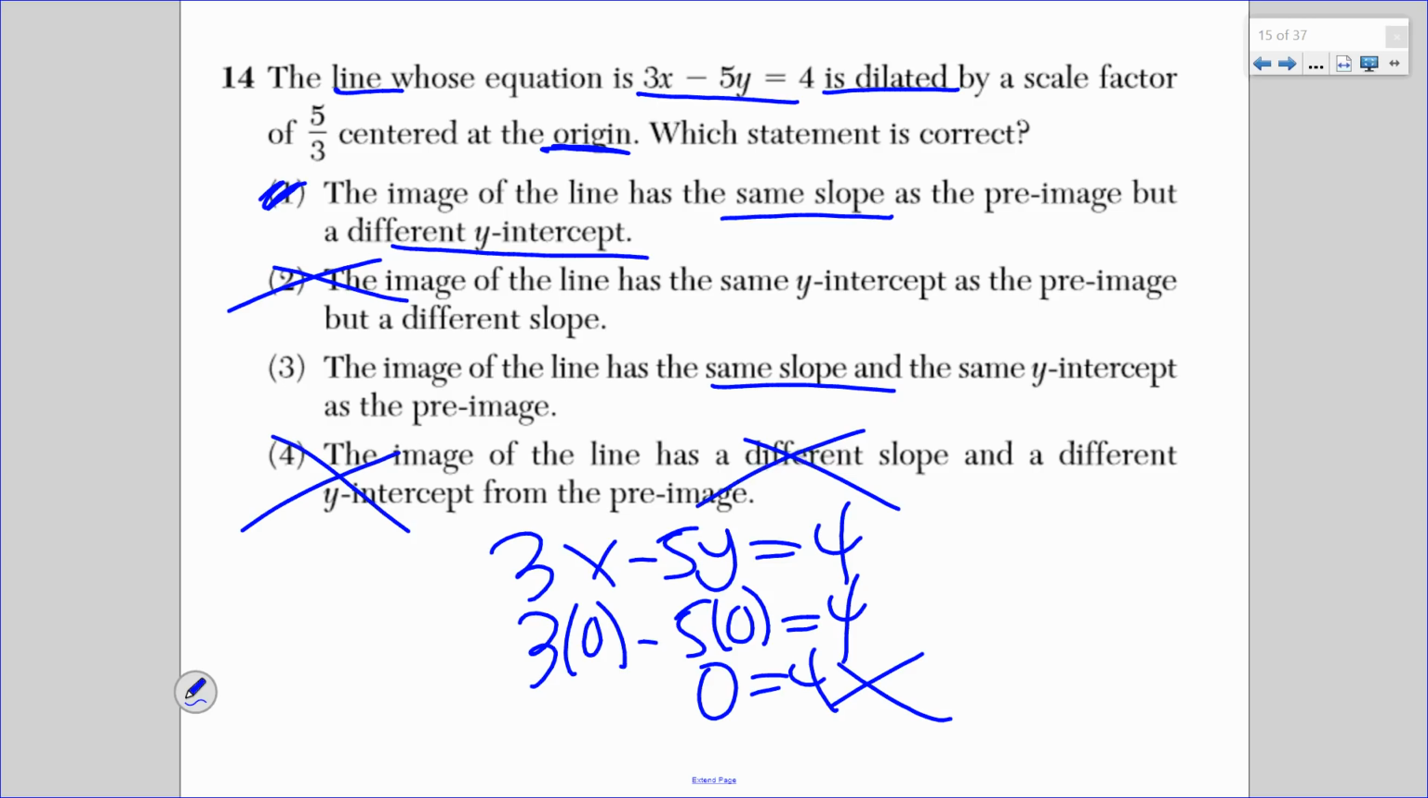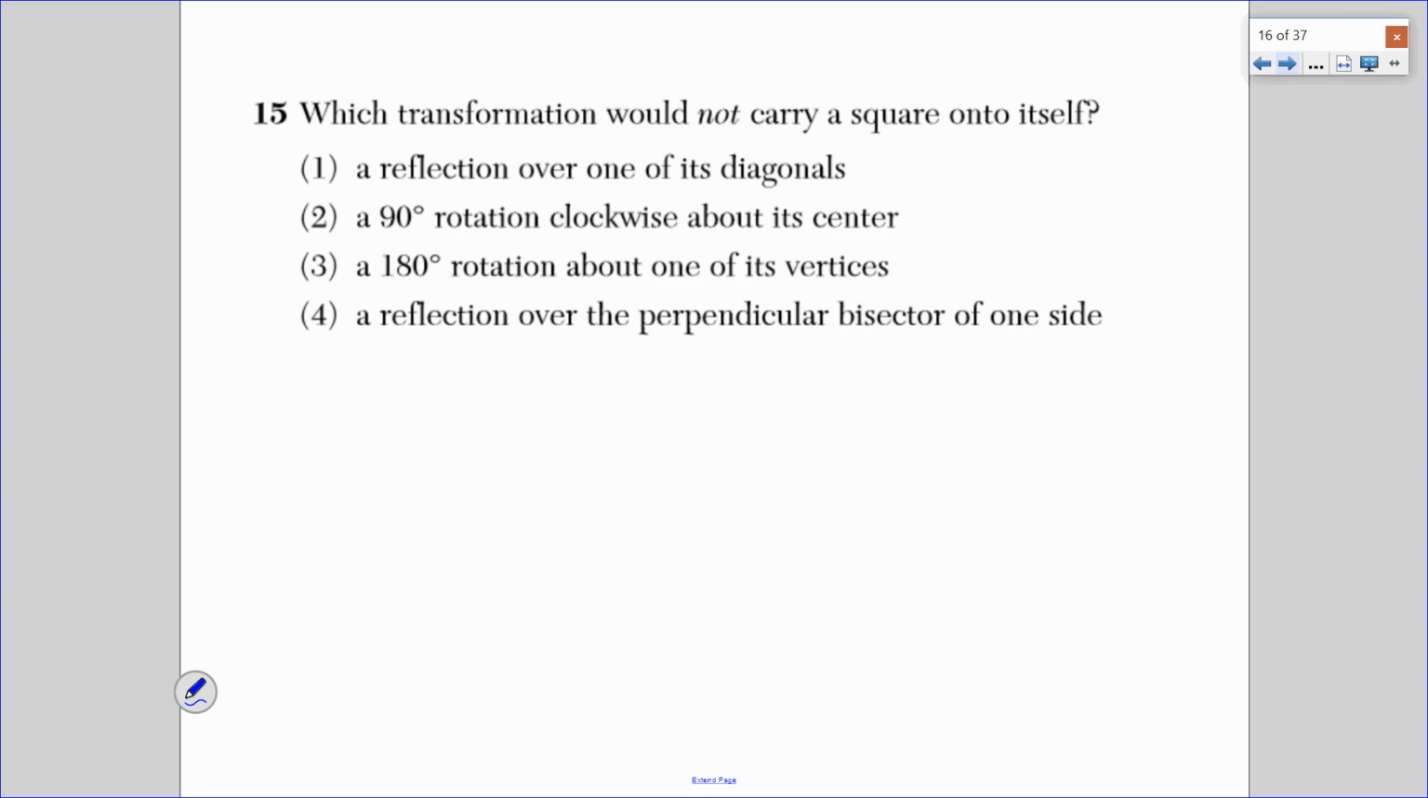14 is choice 1. Again, for line dilations, you need to understand that the image is always parallel, which means the slopes are always the same. If the center of dilation is on the line, the y-intercept is the same as well, as the image is the same as the original. If it's not, then it will change, and you have to work with the scale factor for that.